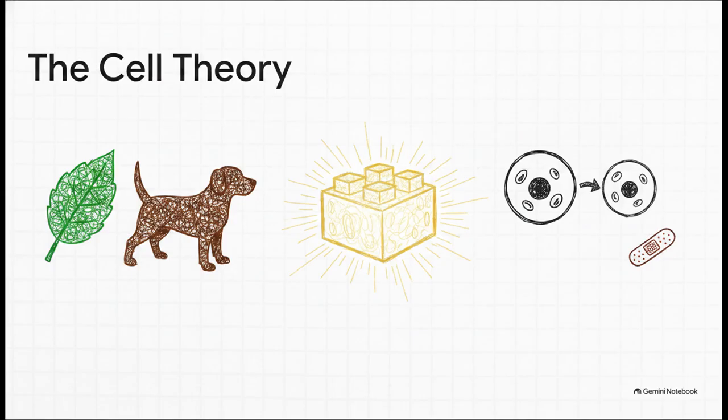First, all living things are made of one or more cells. Second, the cell is the basic unit of structure and function. And third, all cells come from pre-existing cells. This third point is a real game changer because it essentially proves that your body grows and your cuts heal simply because your pre-existing cells are constantly dividing and multiplying.